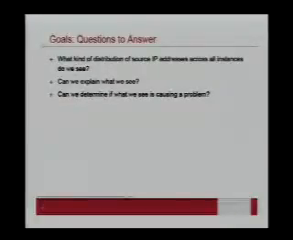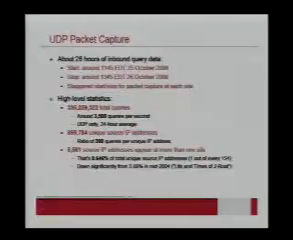So when we did all this collection, our goal was to answer these 3 questions, and we've actually had more questions come up since we did the analysis. So what kind of distribution of the source addresses will we see across all of these anycast instances? And can we explain the type of data that we're seeing? And can we determine if the data that we're seeing is causing a problem or not?